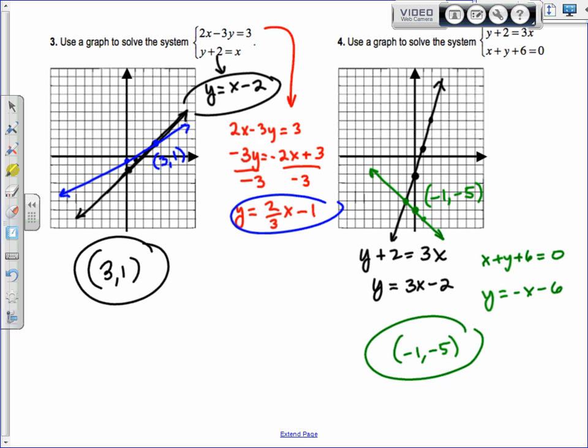Okay, if you don't use a ruler, these can be disastrous, right? Because your lines can be a little wobbly and you're like, oh, I think maybe it's negative 1, negative 4. But if you're not sure, always check in your original. So if I plug into the original, I had y plus 2 equals 3x. If I plug in negative 5 for y, negative 1 for x, I get negative 5 plus 2 equals negative 3. That works, right? And then check in the second one as well. So I have negative 1 plus negative 5 plus 6. Well, that makes 0, so it works. So you can always quickly check.